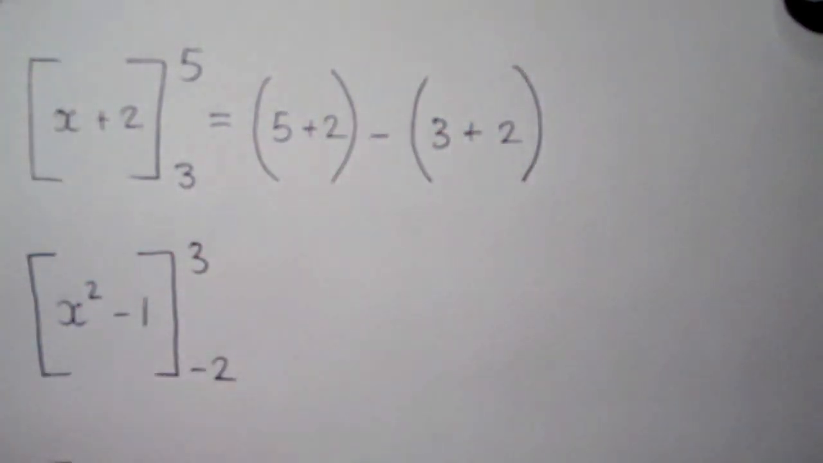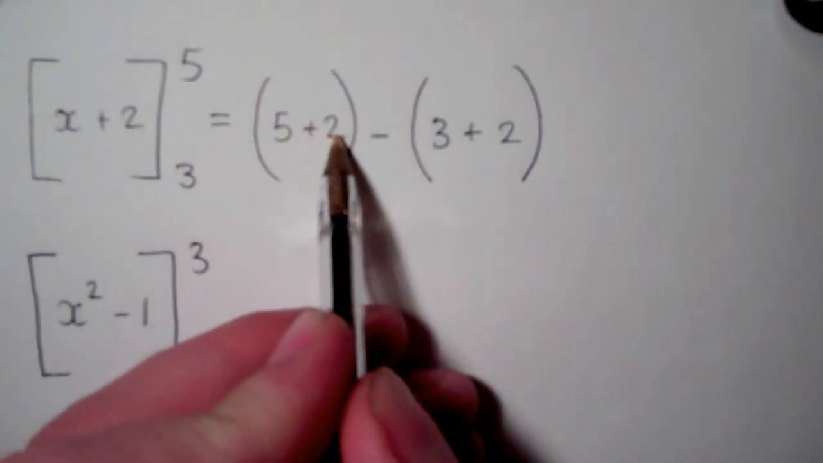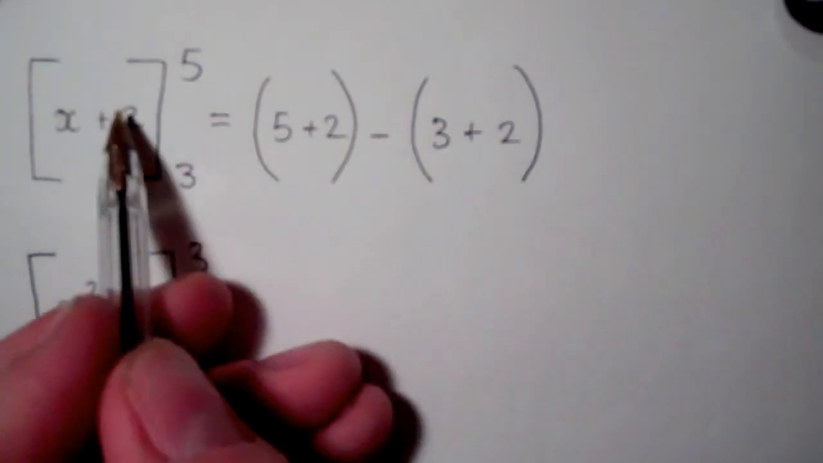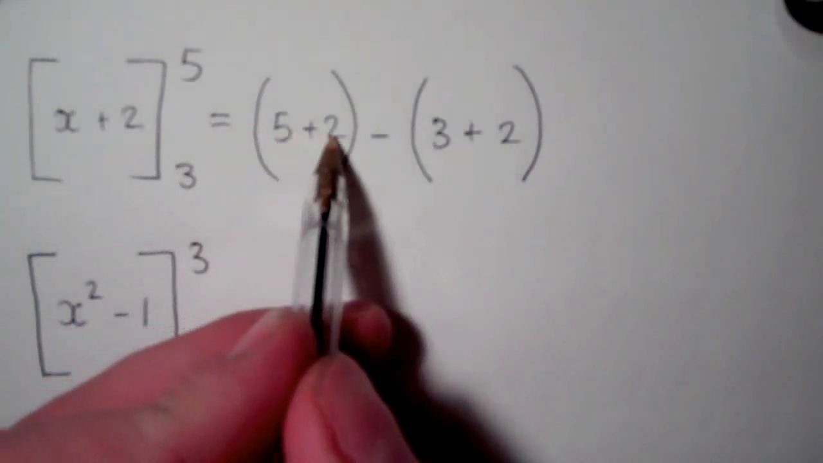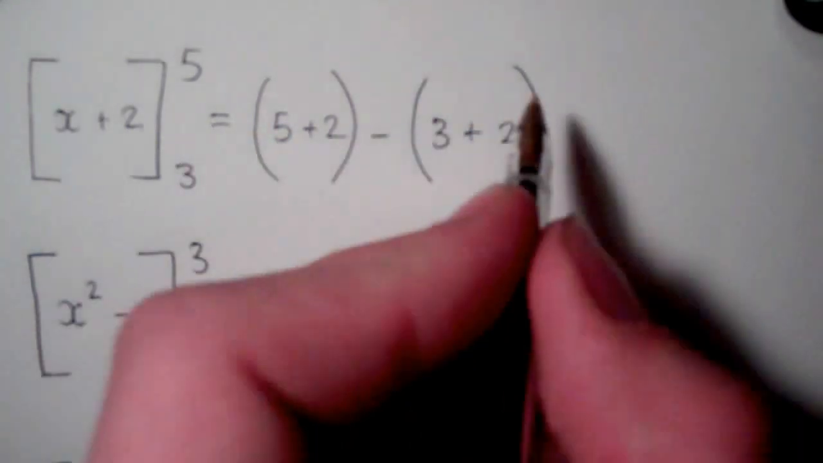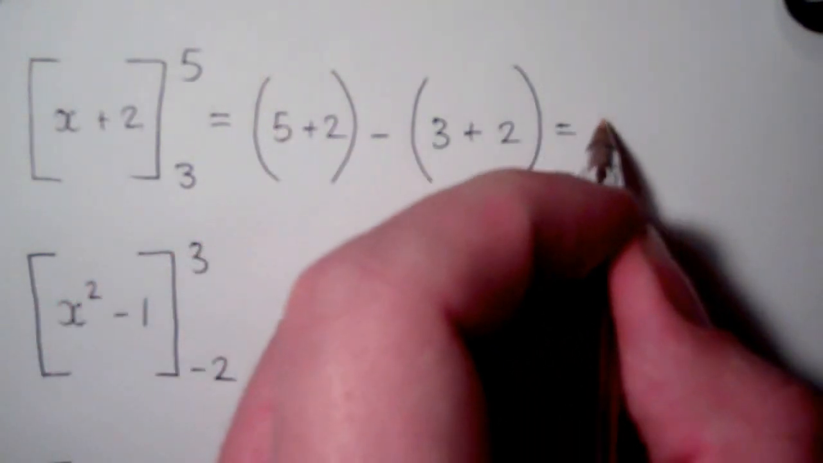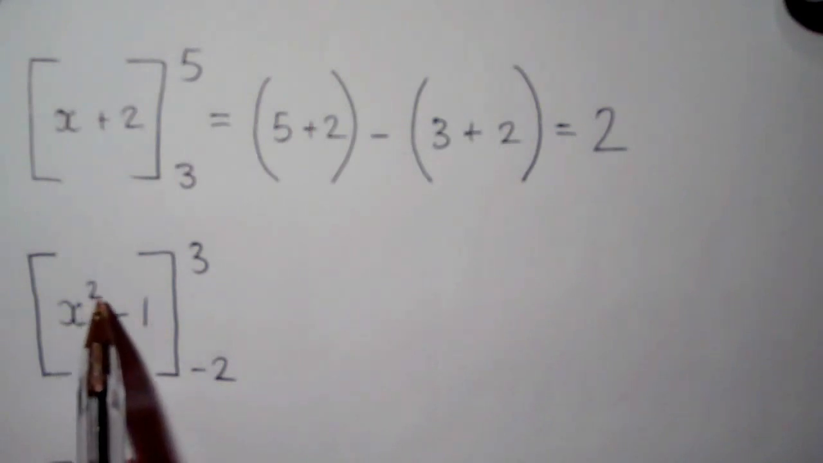Now notice why you wouldn't have a plus c ever, because look here, plus 2 minus plus 2, the 2's disappeared, so in fact you can ignore it. But anyway, this would be 5 plus 2 minus 3 plus 2, so that would give you 5 minus 3, which is just 2. Nice and simple.